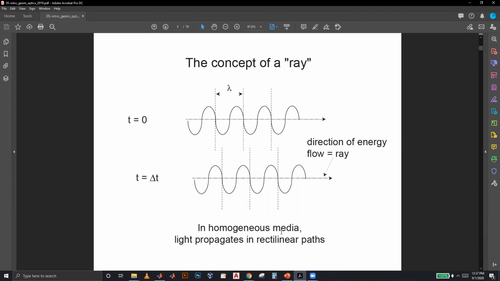So if you have a homogeneous medium, where there's no change in the medium properties, like light propagating in vacuum or inside a homogeneous medium, like a glass slab, light will always travel in a straight line. That's what we assume for the time being.